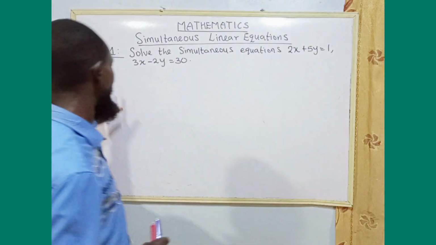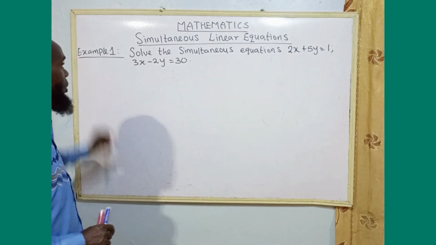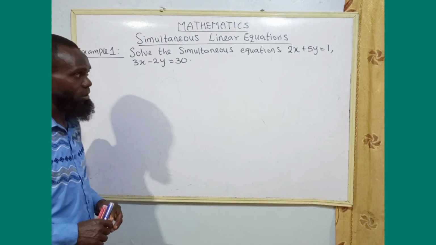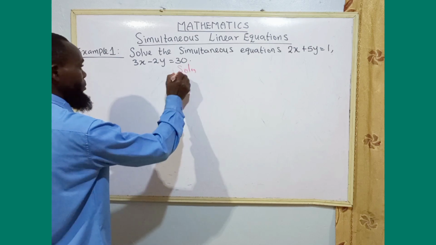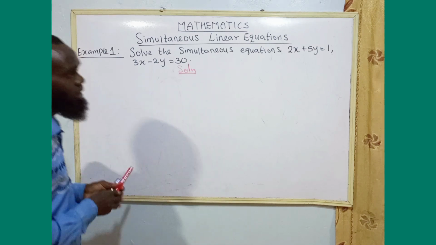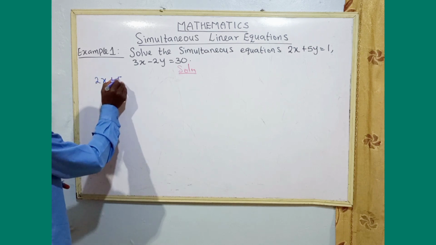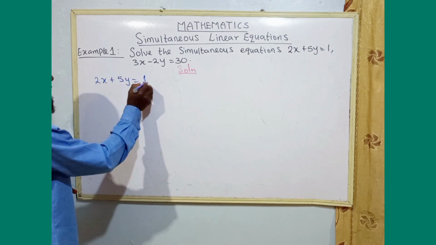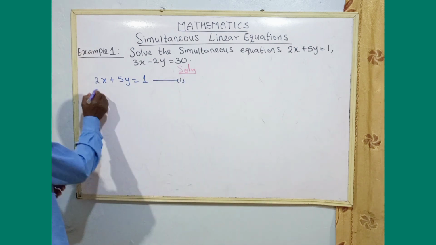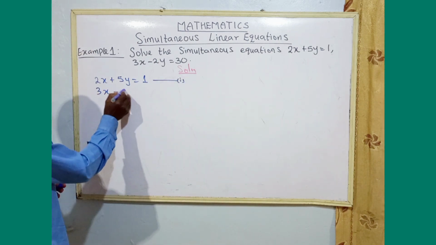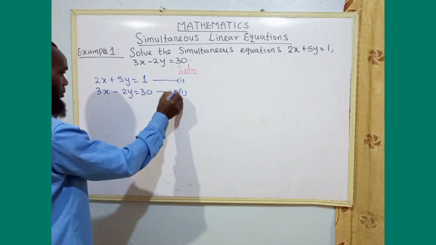Now, let's look at this example 1 on the simultaneous linear equations. Solve the simultaneous equations. To solve this equation, we have 2x plus 5y is equal to 1. Let's call that our equation 1. Then we have 3x minus 2y is equal to 30, equation 2.